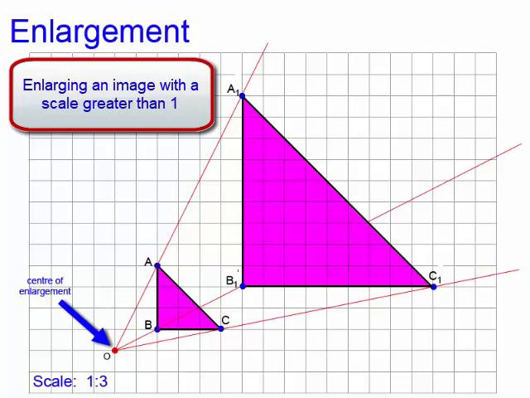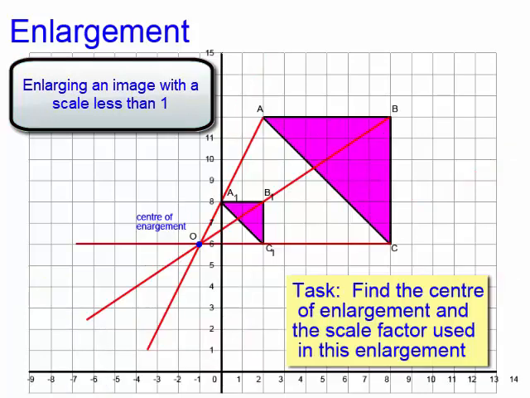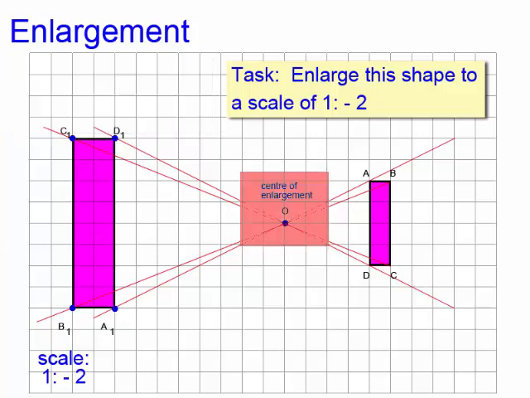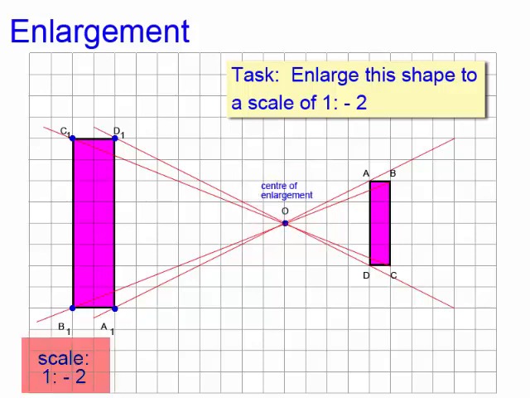So just to review again, you have three main types of enlargements. First type where we enlarge an image by a given scale. The second type is where we reduce an image by a given scale which is less than 1. And the third type is where we enlarge an image with a negative scale factor. The formation of all these types of enlargement involve the use of the center of enlargement and the scale of enlargement. And pay particular attention to negative enlargements, where the final image will be in the opposite side of the center of enlargement and will be upside down.